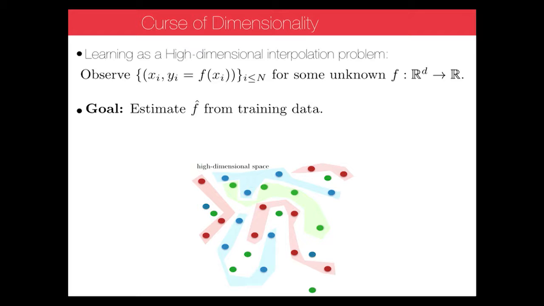So I know a function at a small subset of points, and the goal of the game in learning is to try to interpolate this function to the rest of the space, right? To fill the space by interpolating the function. Okay, so that would be my estimator. That's a standard setup.